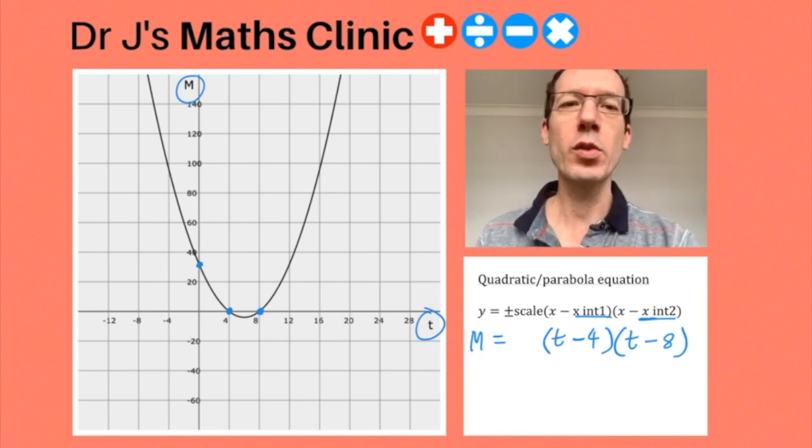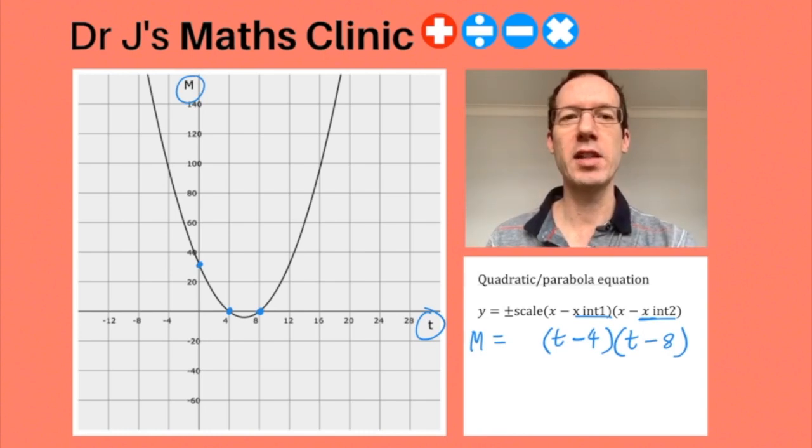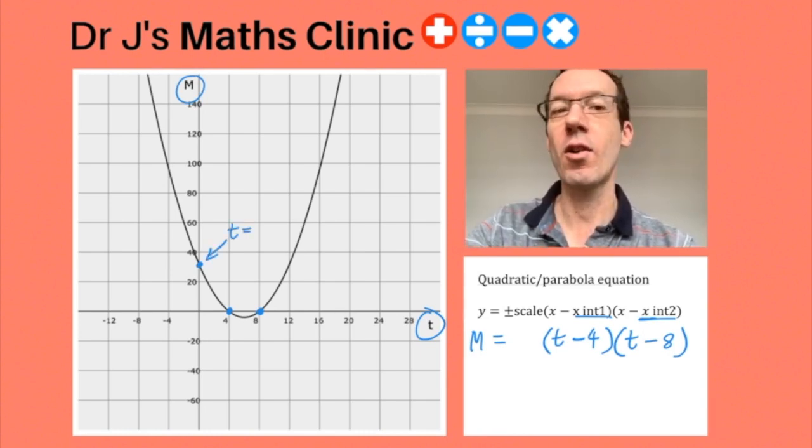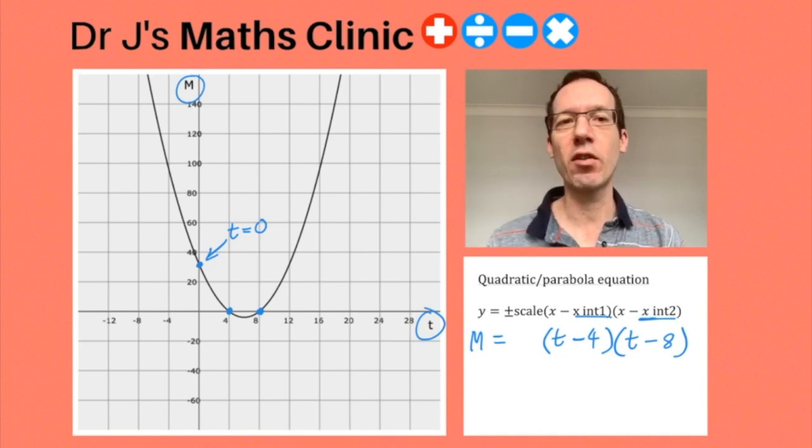So what do I know about this point on the vertical axis? I know that t is, can you guess? T is not 32, that's the m. T is how far left or right, which is 0. That's a t equals 0 point.